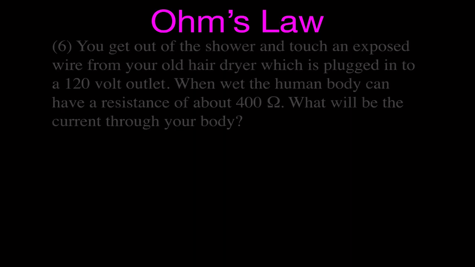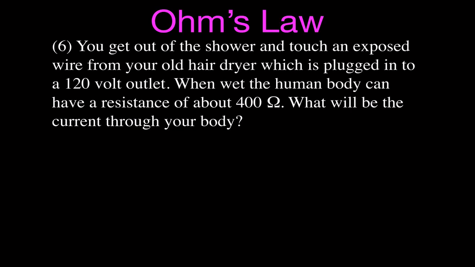Okay, now we have, I think this might be the last one. Now, you're in the shower. And of course you come out of the shower and you're going to grab the hairdryer to dry your hair. And you notice that you touch the wire because the wire is frayed and the insulation is coming off the wire. So you get through your body 120 volts. Okay, now your body, when it's wet especially, has a resistance of about 400 ohms. You want to know what the current will be through your body.